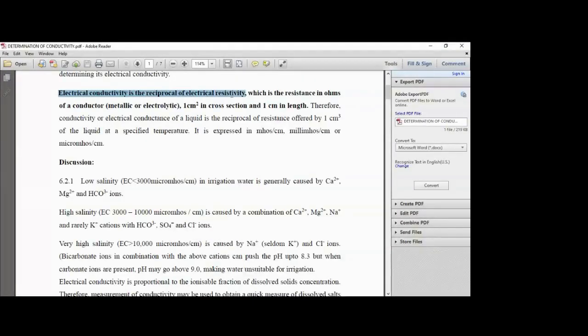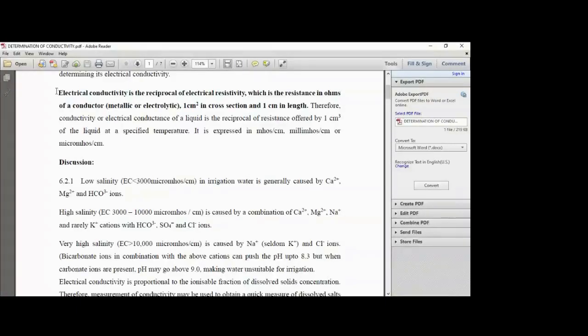Electrical conductivity is the reciprocal of electrical resistivity. So you have already seen what electrical resistance is, right? It is the resistance to the passage of the current, right? And that resistance is measured in ohms, right? Ohms of a conductor, right?